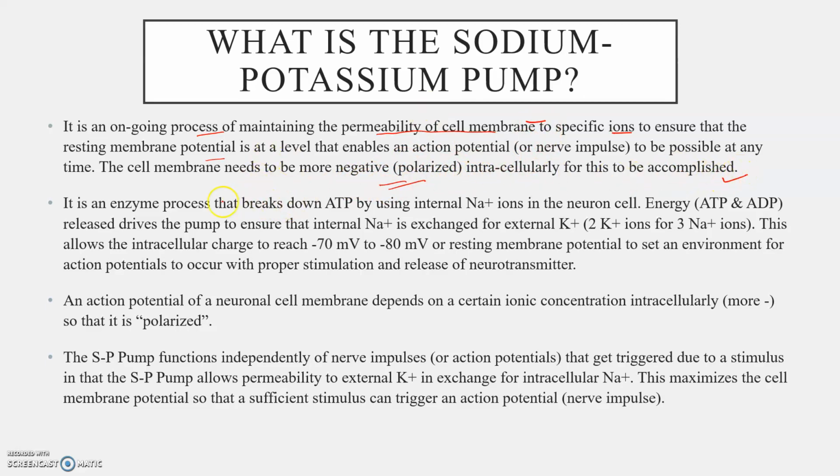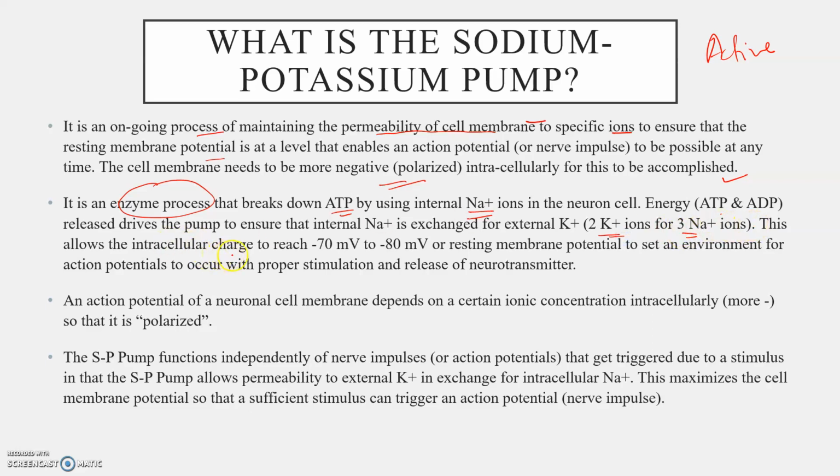Also, the sodium-potassium pump is an enzyme process which breaks down ATP. That means an active transport is involved. It breaks down ATP by using internal sodium ions. So energy in the form of ATP and ADP drives the pump to ensure the exchange of sodium and potassium ions. So 2 potassium ions are taken in and 3 sodium ions are released.